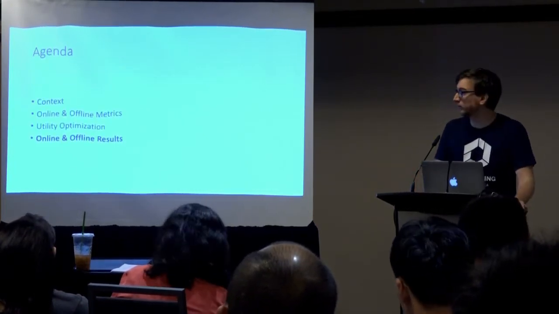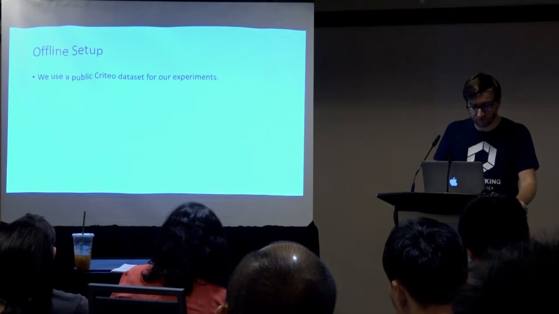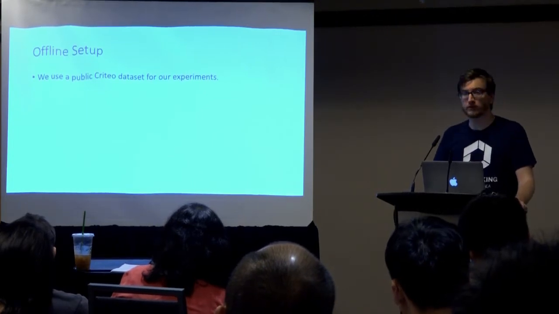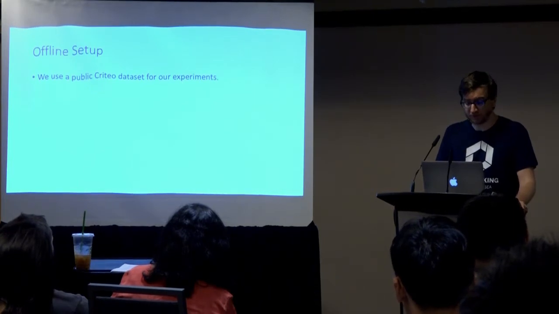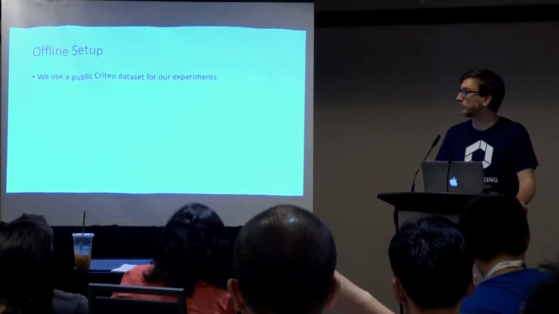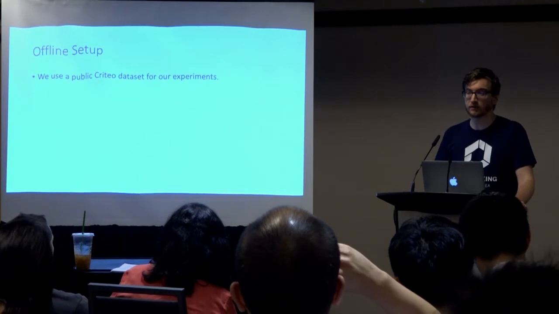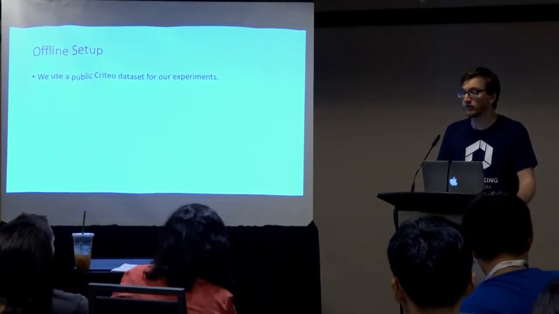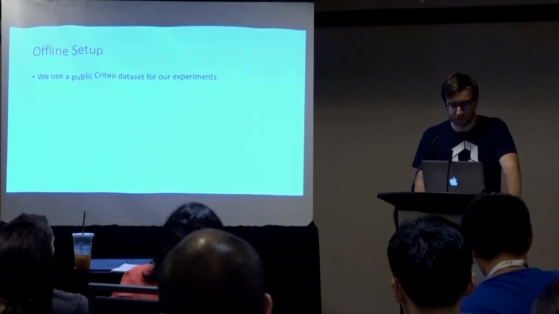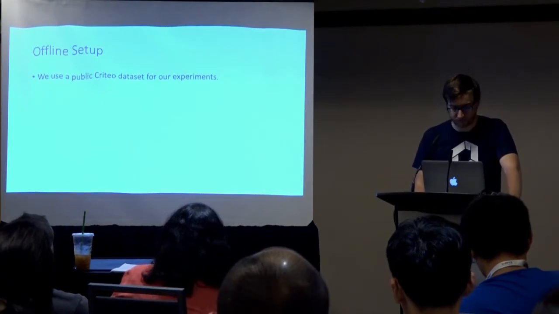So now the offline and online results. We tried both on internal data at Criteo, obviously, but also on a public data set for the paper. Here we'll first go over the offline results on this public data set, noting that we also had similar results offline at Criteo, although this is not part of the paper. And then I'll talk about online results.